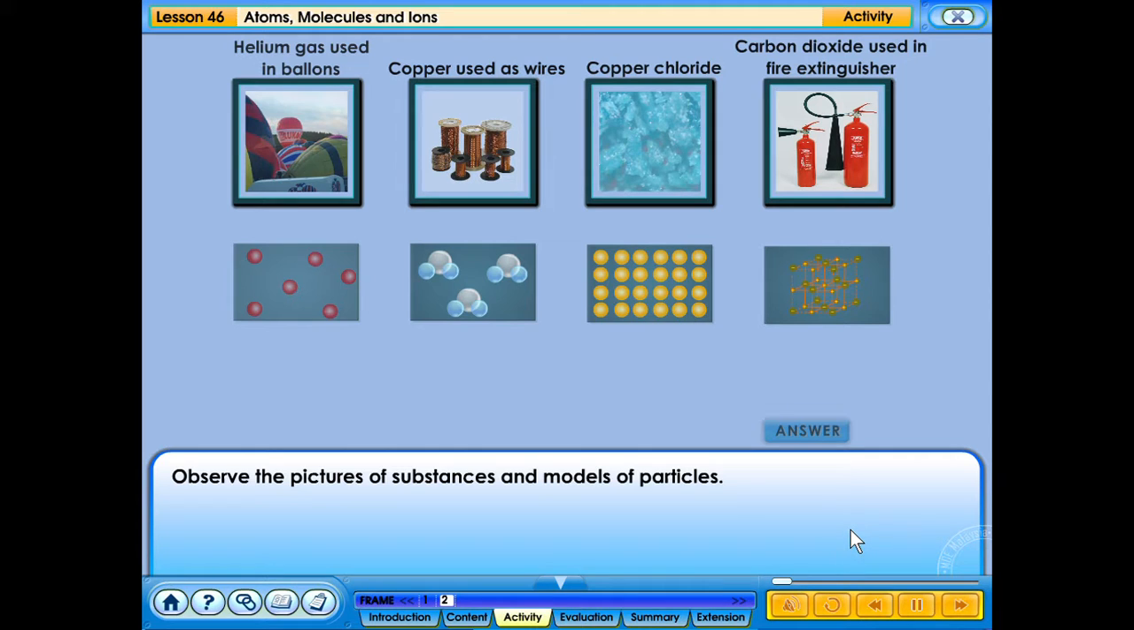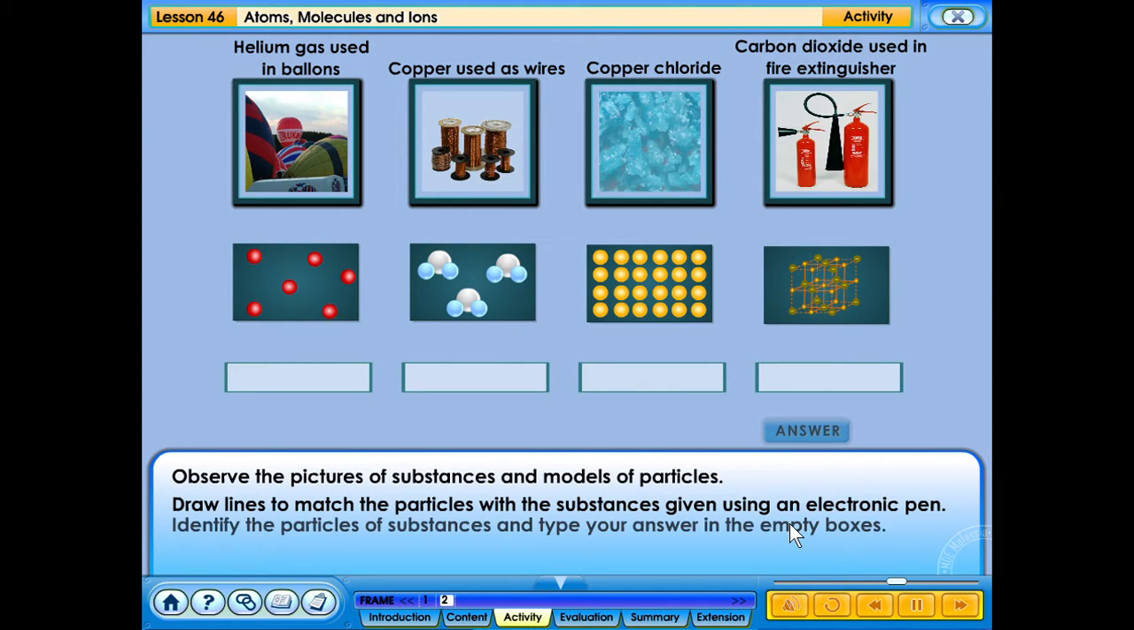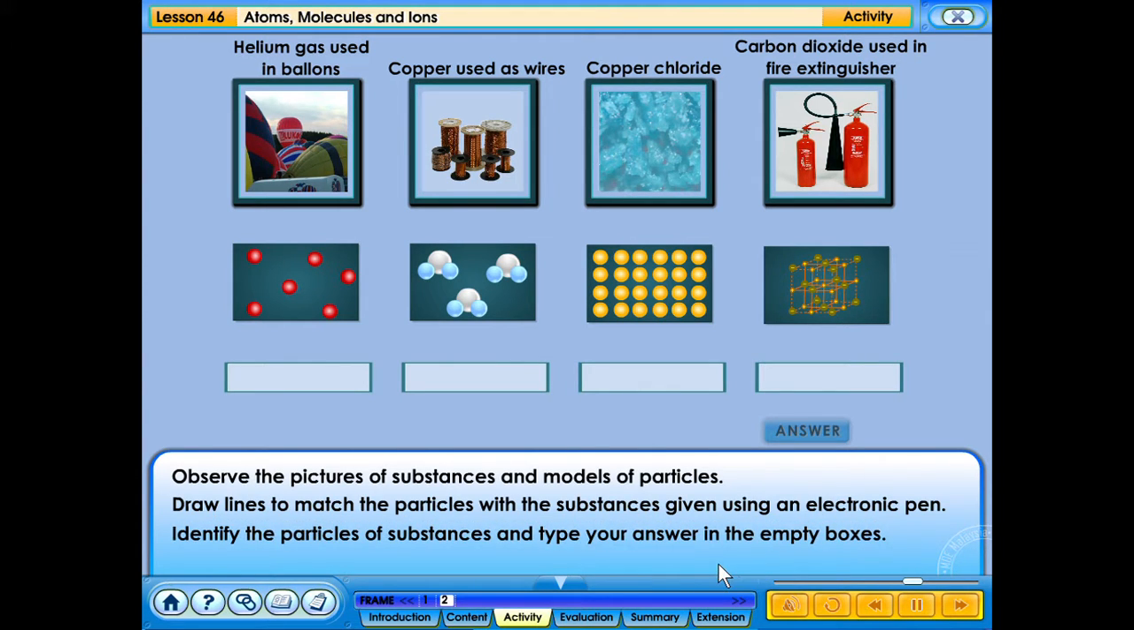Observe the pictures of substances and models of particles. Draw lines to match the particles with the substances given using an electronic pen. Identify the particles of substances and type your answer in the empty boxes. Click Answer to check.